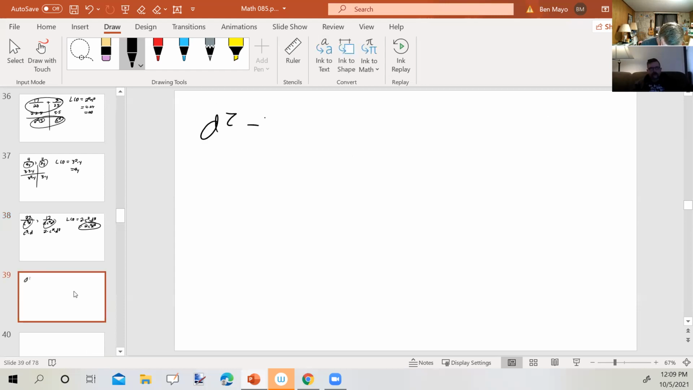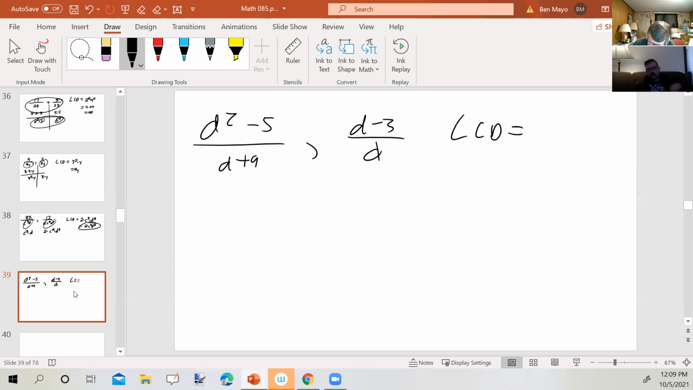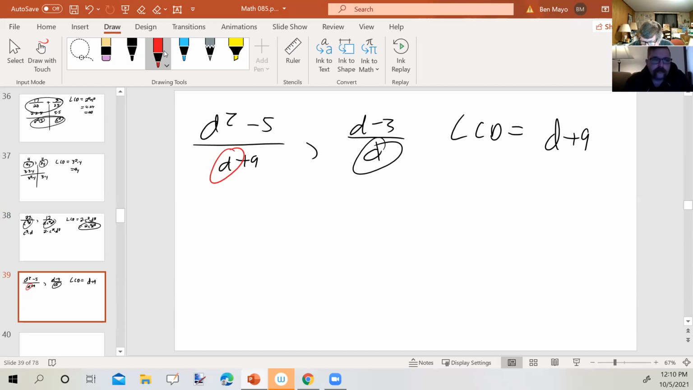How about this one? d squared minus 5 over d plus 9, and d minus 3 over d. Well, the prime factorization of d plus 9 is just d plus 9, and the prime factorization of d is just d. So what's the LCD? Now, here's where people make the mistake of saying, oh, it's d plus 9. No, it's not. This d is a prime factor. This d is not a factor at all. Okay, it's not a factor of the entire denominator. The factor is d plus 9.